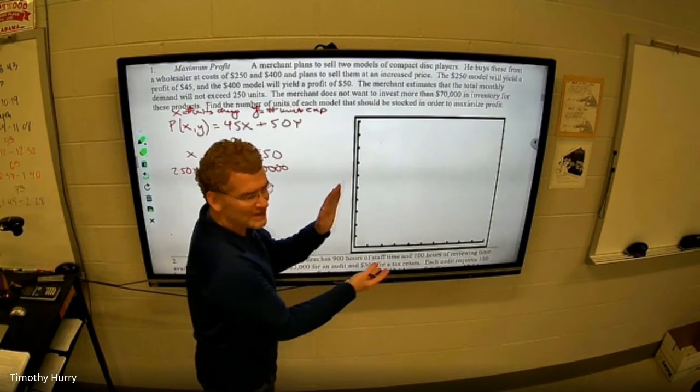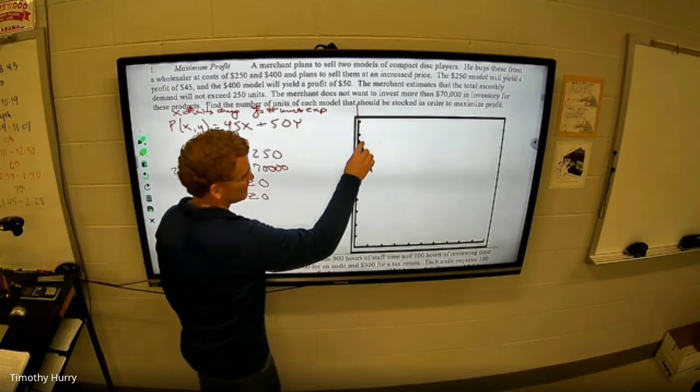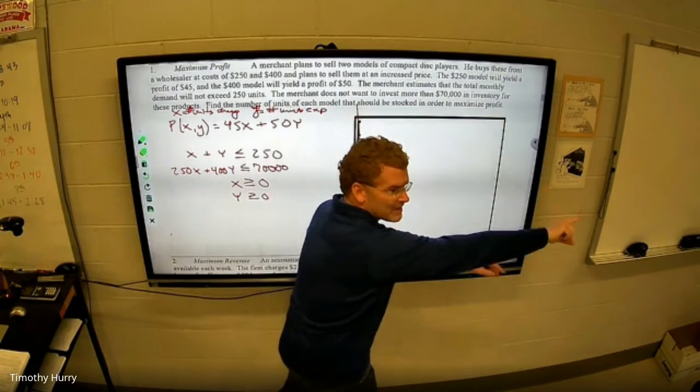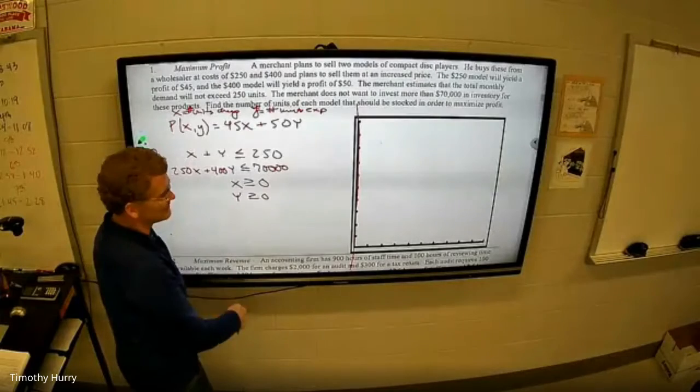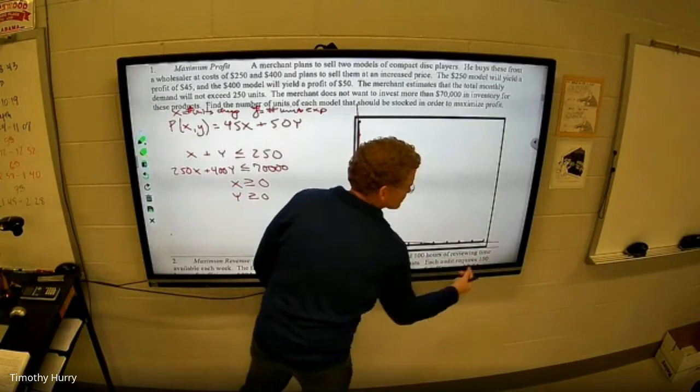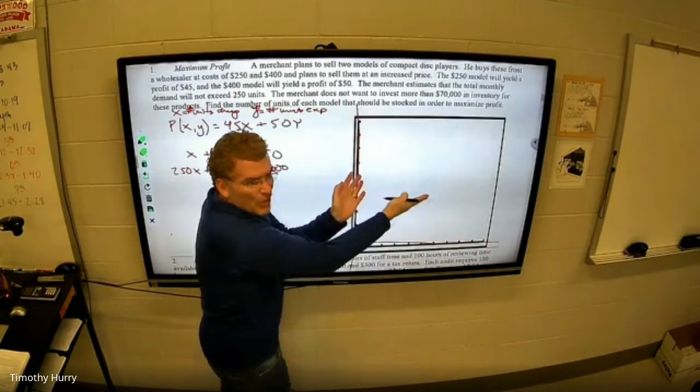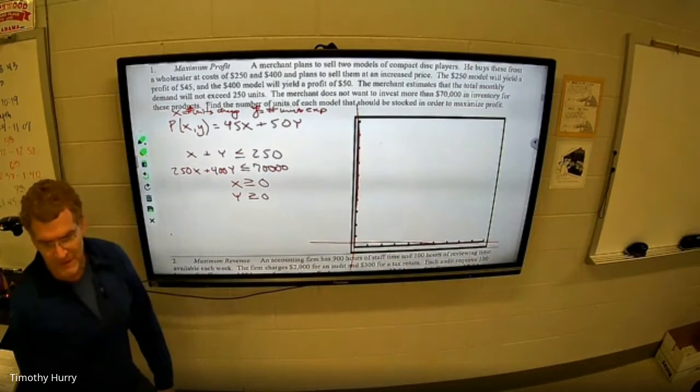All right, what does x greater than or equal to 0 give me? That shaded to the right. What does y greater than or equal to 0 give me? That shaded above. So that's why I'm in the first quadrant right here. So you need to write those.